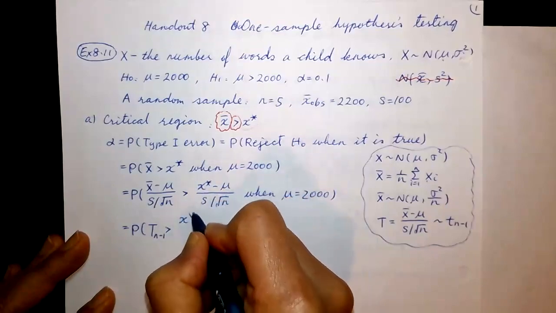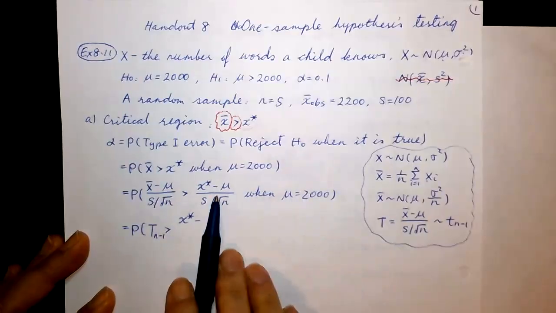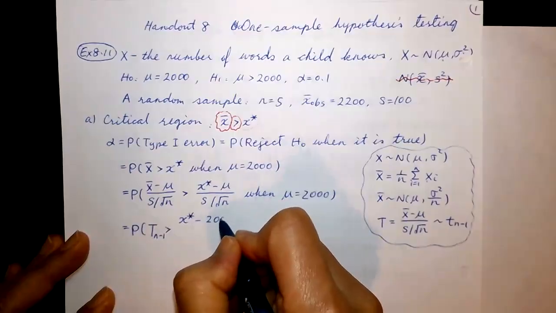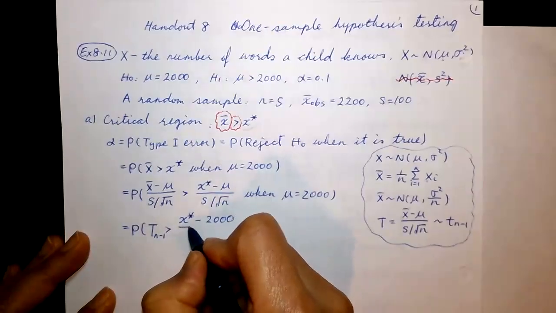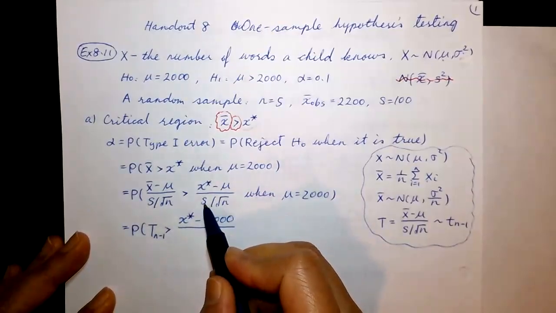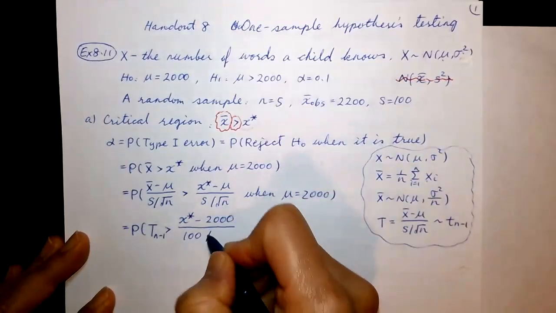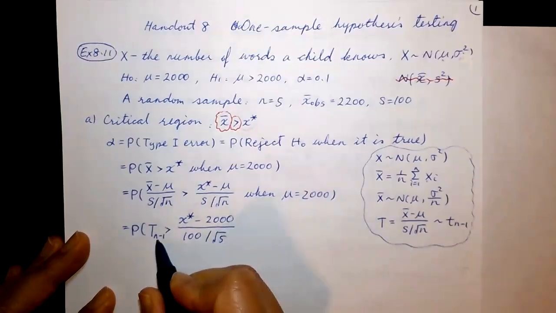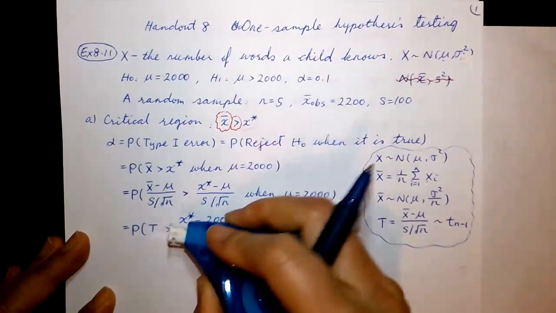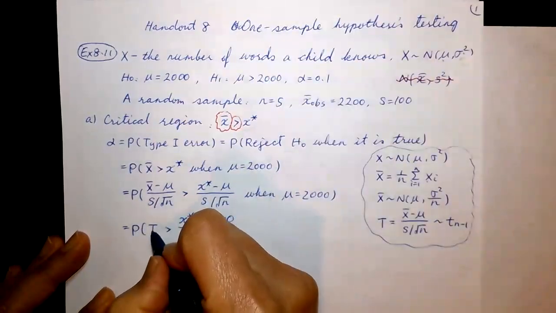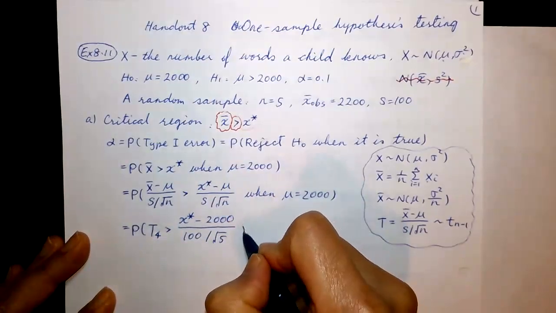This side, x bar, we don't know yet. But we know the condition, mu is 2000. This is the moment to substitute. I'm using the given condition, and I'm using the sample information, sample standard deviation, 100, and n is 5. So I can also write here 4. I don't need to calculate any later, so I show it there.